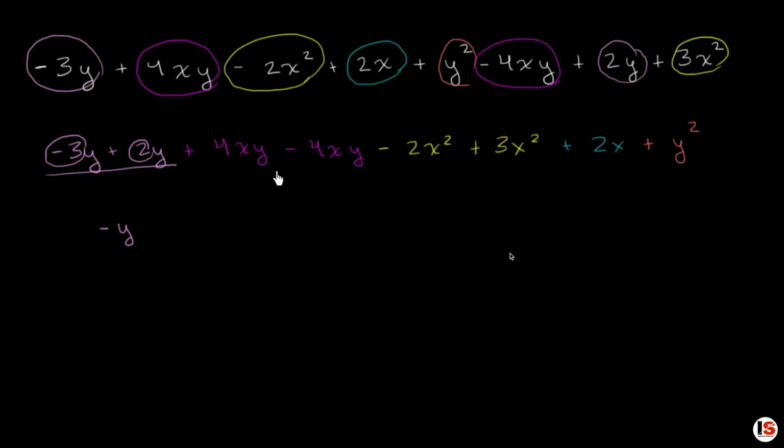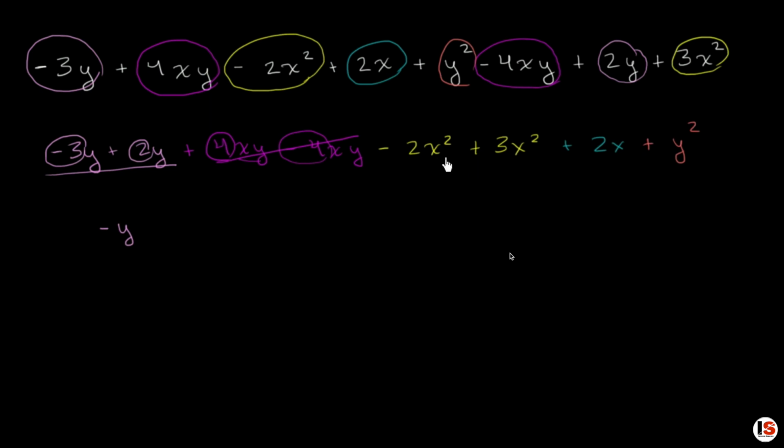Now let's look at the xy terms. If I have 4 of this, 4 xy's, and I were to take away 4 xy's, how many xy's am I left with? Well, I'm left with no xy's. Or you could say, add the coefficients. 4 plus negative 4 gives you 0 xy's. Either way, these two cancel out. If I have 4 of something and I take away those 4 of that something, I'm left with none of them. And so I'm left with no xy's. I could have written 0 xy, but that seems unnecessary.